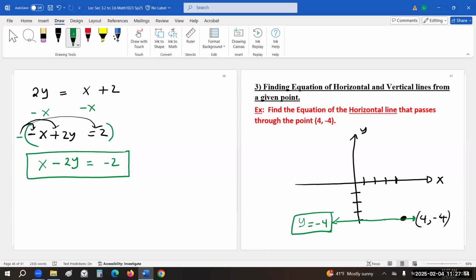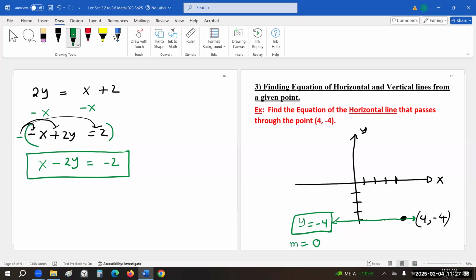Now something extra. What is the slope of this line? What is the slope of any horizontal line? 0. They didn't ask us, but this is extra to help us to do one question later where we need the slope.